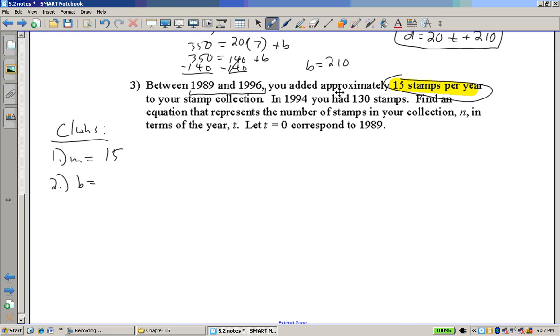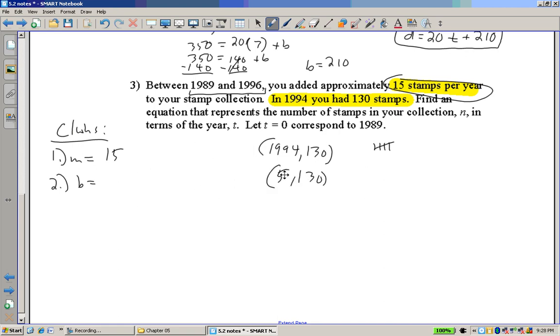In 1994, you had 130 stamps. Well, that sounds like when this, then that. When it's 1994, you have 130 stamps. So this is an ordered pair. It's not the y-intercept. 1994, 130 stamps. Now, it says let t equal 0 correspond to 1989. So you can just count 1989, don't count that one, 1990, 91, 92, 93, 94. So this really should be 5.